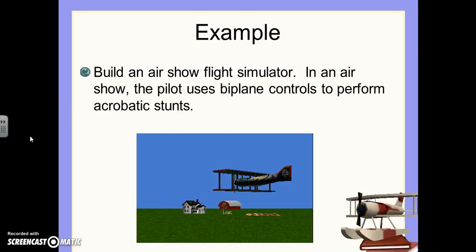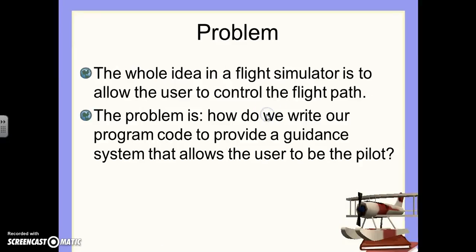An example that we are going to look at is to build an air show flight simulator. There's a program I'm going to show you and how it works. It's very basic, and it's going to illustrate how a particular object within a program is going to be manipulated in the program by the user, by those different input controls. So this biplane is going to perform some different acrobatic stunts.